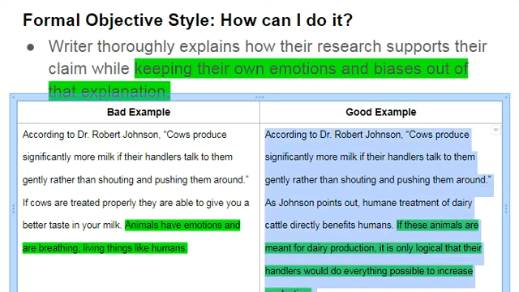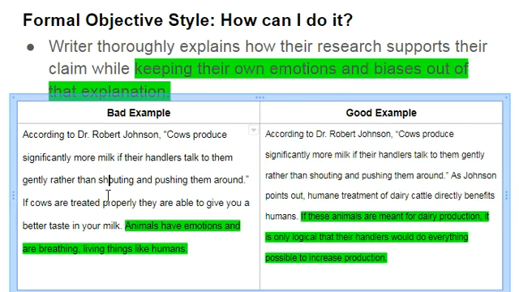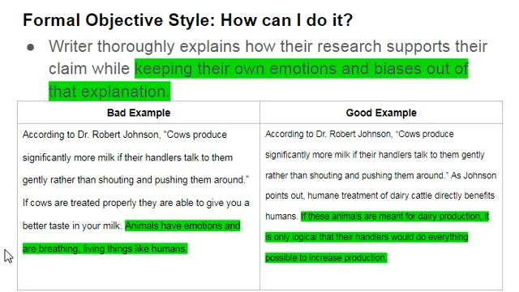I need to make this slightly smaller so you can see it. So let's make this one size 12. Okay. Here's a bad example. Again, this is directly from student writing. According to Dr. Robert Johnson, cows produce significantly more milk if their handlers talk to them gently rather than shouting and pushing them around. So one thing to know, some context matters here.